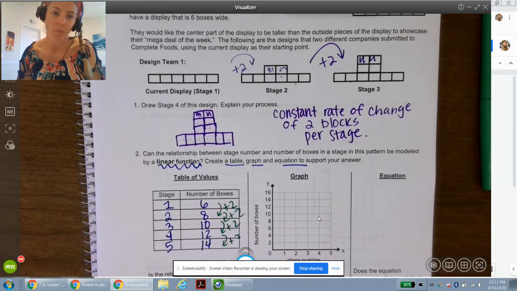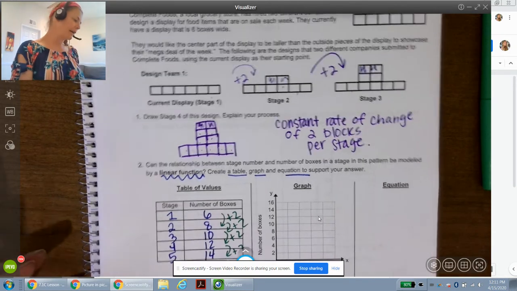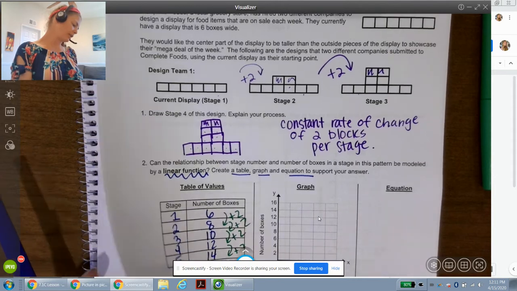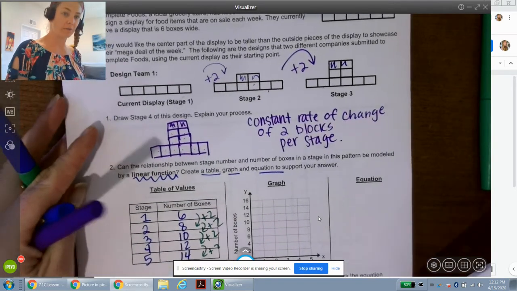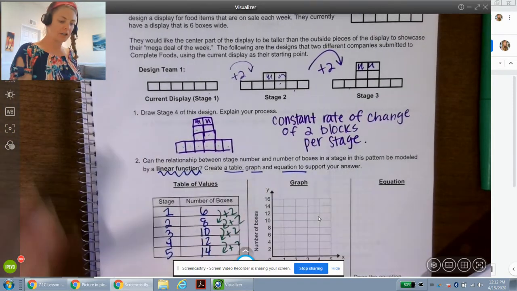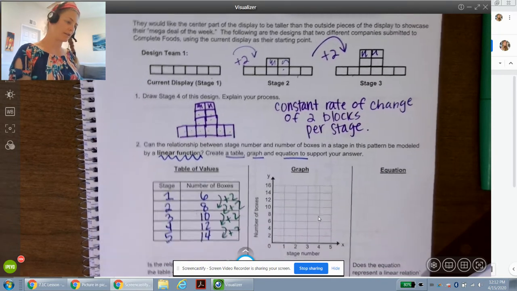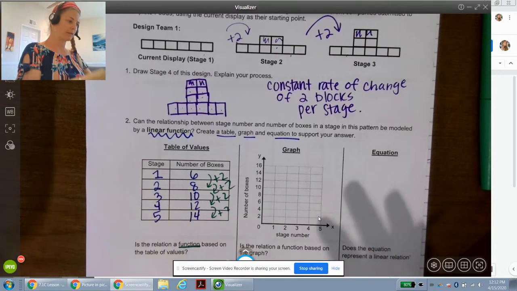Okay, so is the relation a function based on the table of values? We want to be aware of what the question is actually asking us here. It's asking us if the relationship is a function, not if the relationship is linear. So is this a function based on the table? Is the relationship a function based on the table?